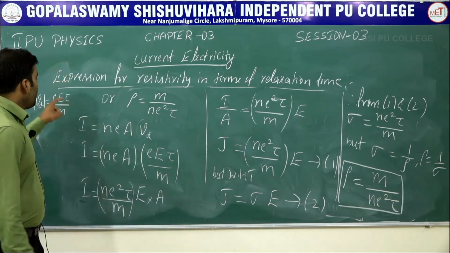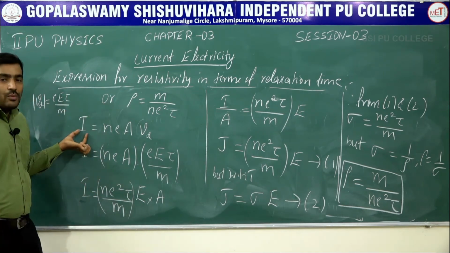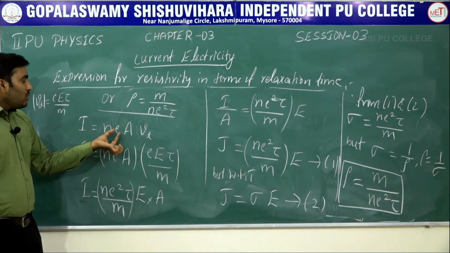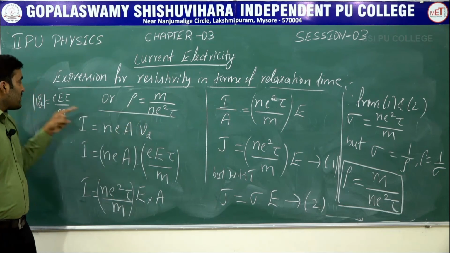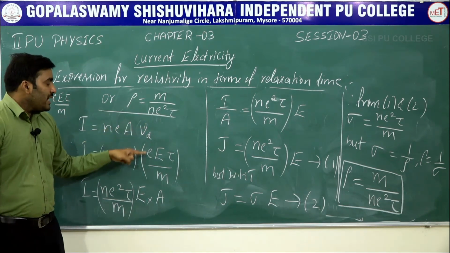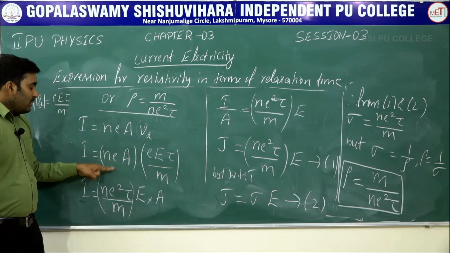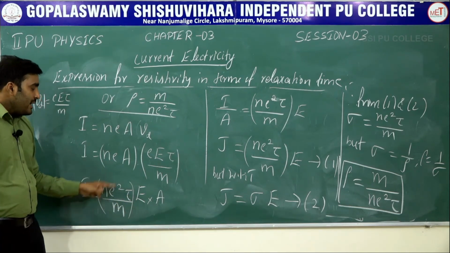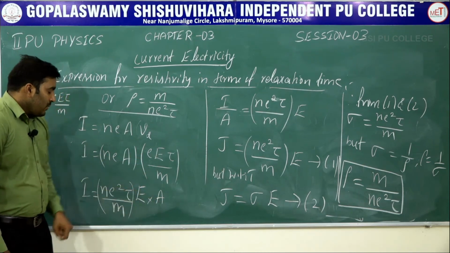So, how to derive it? First, we should consider the expression for current in terms of drift velocity. Let us start with this one: I is equal to n e A into Vd. But I know that the magnitude of drift velocity is given by e into E tau divided by m. Let us write this Vd as e E tau divided by m. Next, I will multiply this here, so n e square into tau by m. I will write this inside a bracket, keeping A and E outside.